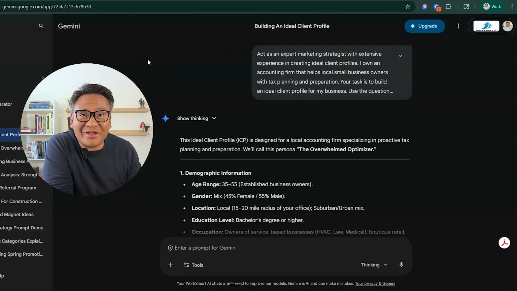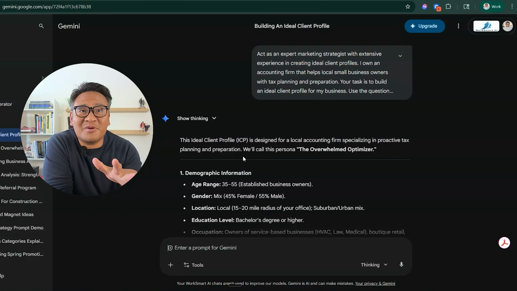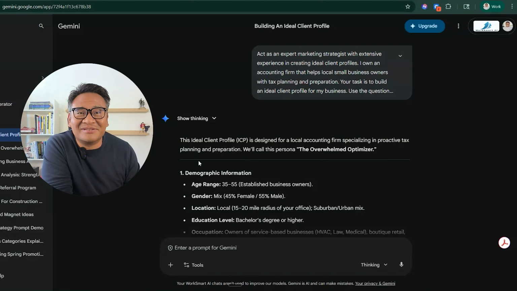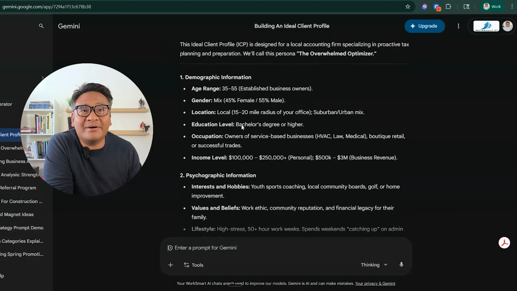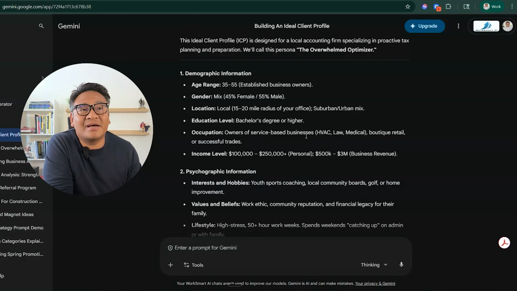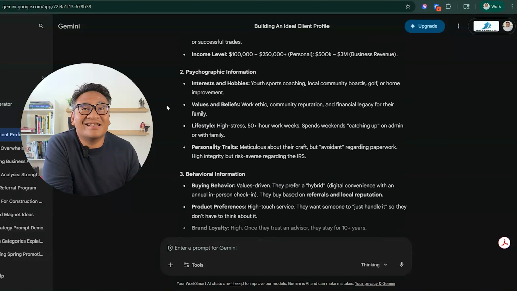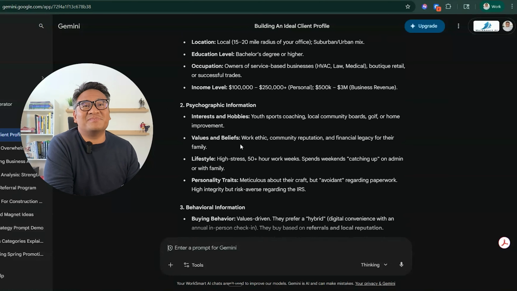Let's go through it together. And if you're a local small business owner, let me know if this is correct. For demographics, the majority of them are 35 to 55, a little bit more male than female. Occupation: owners of service-based businesses like HVAC, law, medical, retail, or successful trades. Psychographic information: values and beliefs include work ethic, community reputation, and financial legacy for their family. That's pretty spot on for me. Lifestyle: high stress, 50-plus hour work weeks, spending weekends catching up on admin or with family.